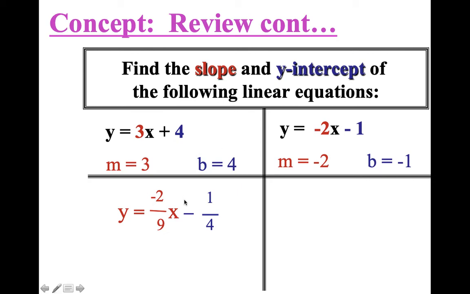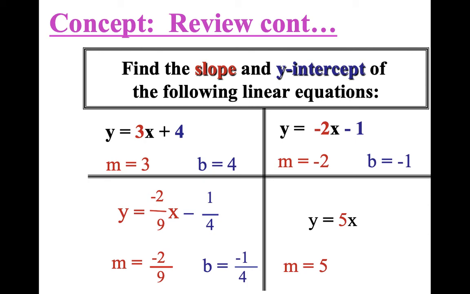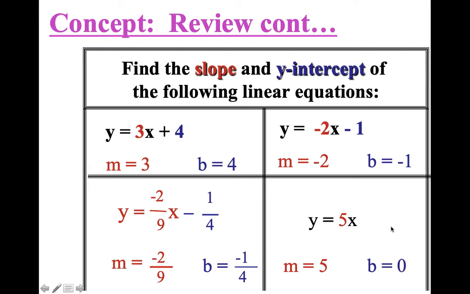Ooh, now we get to a little more difficult one. But still, same thing. Y has already been solved for, so y is equal to mx plus b. So m, the slope, is negative 2 over 9. And b, the y-intercept, is negative 1/4, because that subtraction sign means negative. And then finally, they did this one wrong. So if y equals 5x, that means the slope is 5. And because there is no b, there is no y-intercept, which means it's equal to 0.